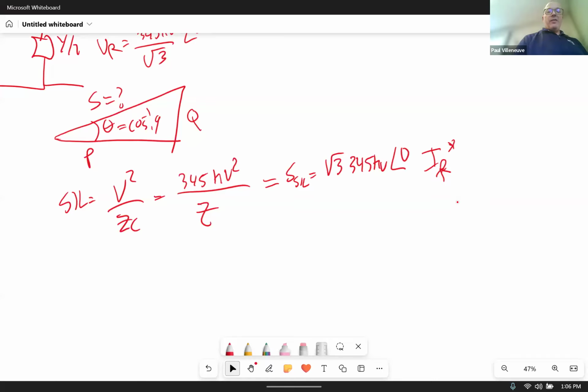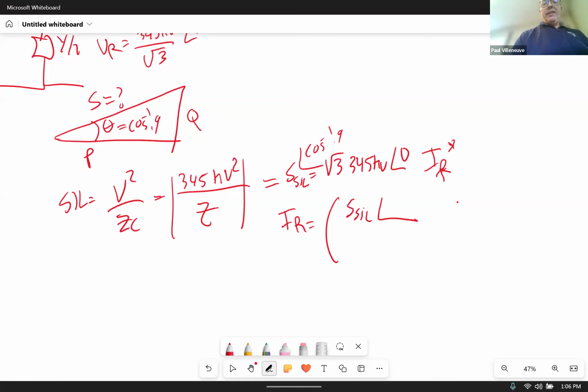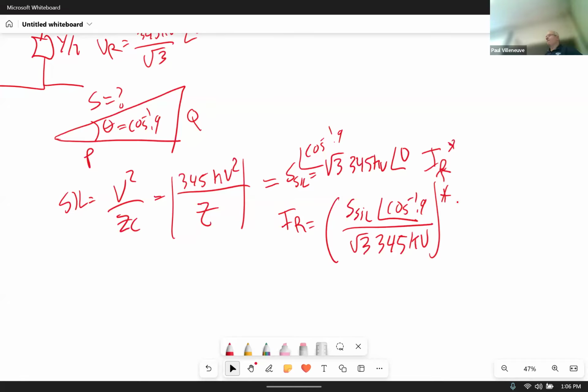But this power factor over here is only going to give me a magnitude. I've got to go ahead and calculate that angle. That angle is the inverse cosine of 0.9. So IR is going to be equal to the S of the SIL at an angle of inverse cosine of 0.9 divided by the square root of 3 times 345 kV, all that conjugated. Right? That's the generic equation for IR as a function of my load.